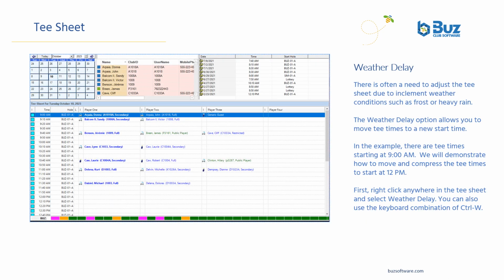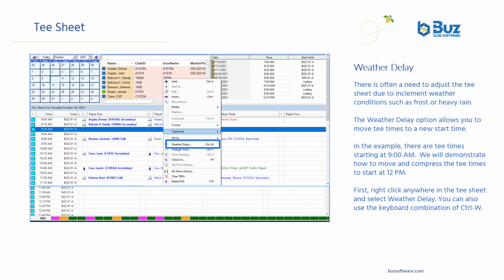There is often a need to adjust the tee sheet due to inclement weather conditions such as frost or heavy rain. The weather delay option allows you to move tee times to a new start time. In the example, there are tee times starting at 9 a.m. We will demonstrate how to move and compress the tee times to start at 12 p.m.